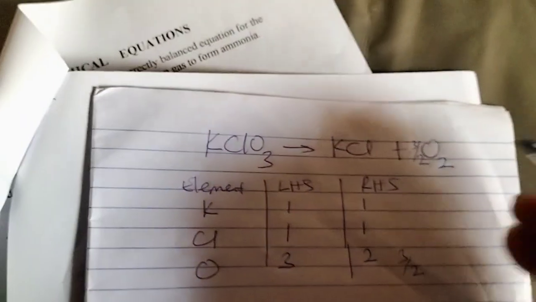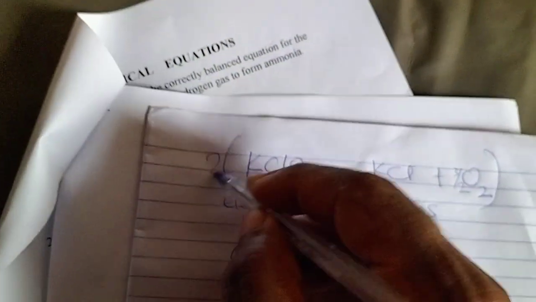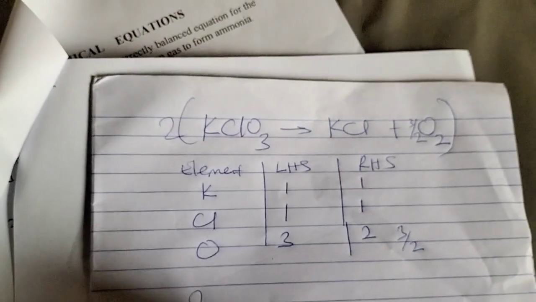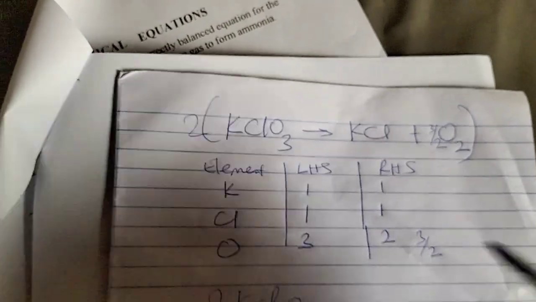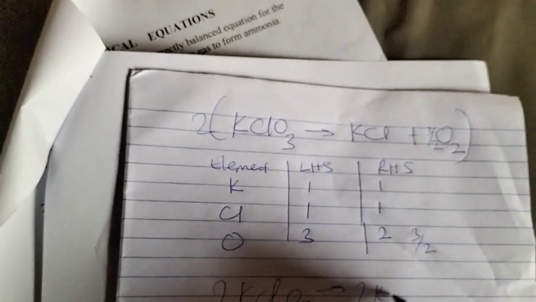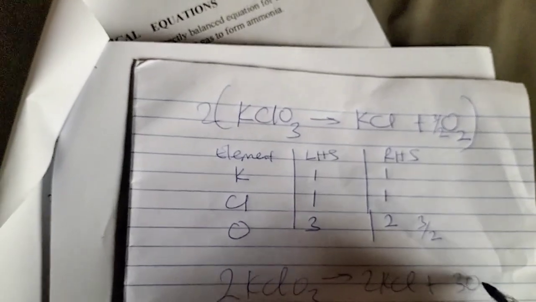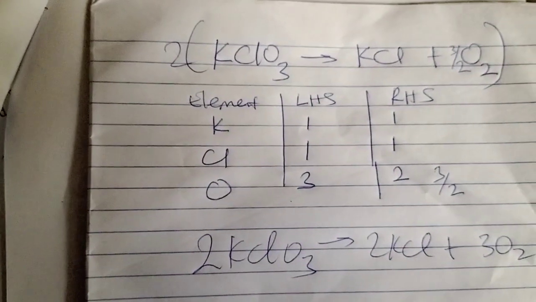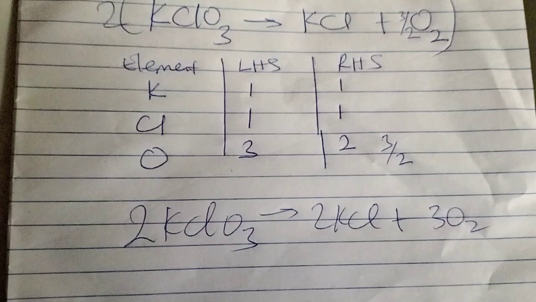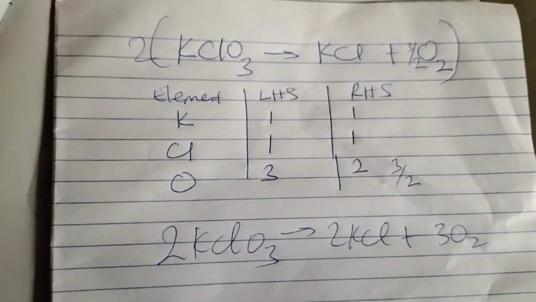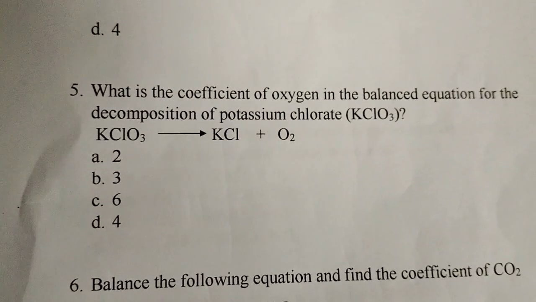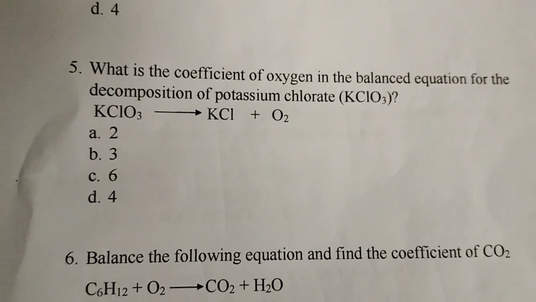When we are done with that, then to clear the fraction, multiply everything by 2. That gives you 2KClO3, giving us 2KCl plus 3O2. So the coefficient of oxygen is 3 in this balanced equation. So for number 5, the correct answer is option B, 3.